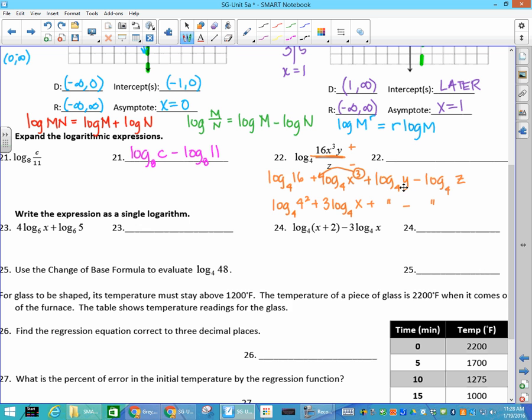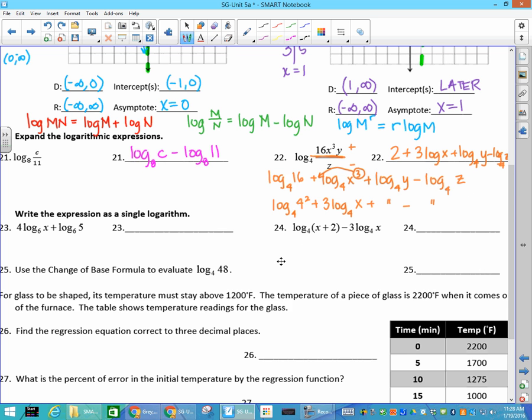So when you write your final answer, this one is simplified. This is log base 4 of 4 squared, so that's 2 plus 3 log x plus log base 4 of y minus log base 4 of z. I kind of squeezed it out, but that's what's supposed to be there.